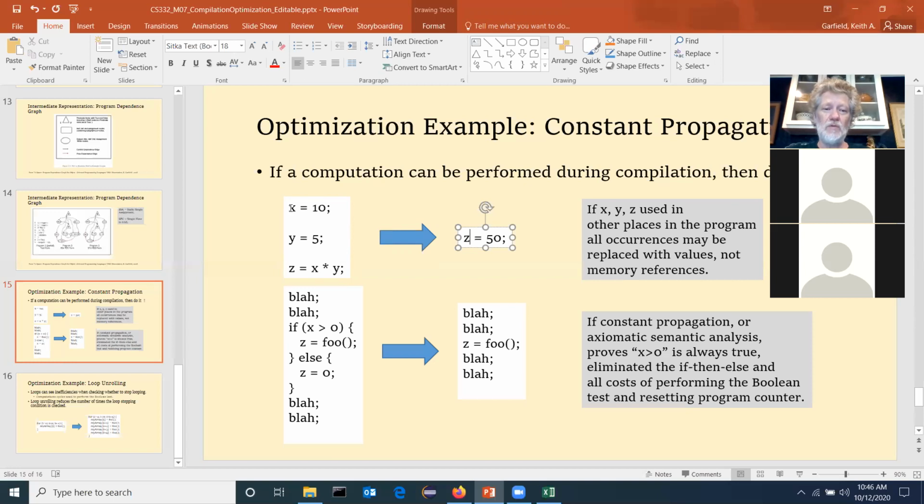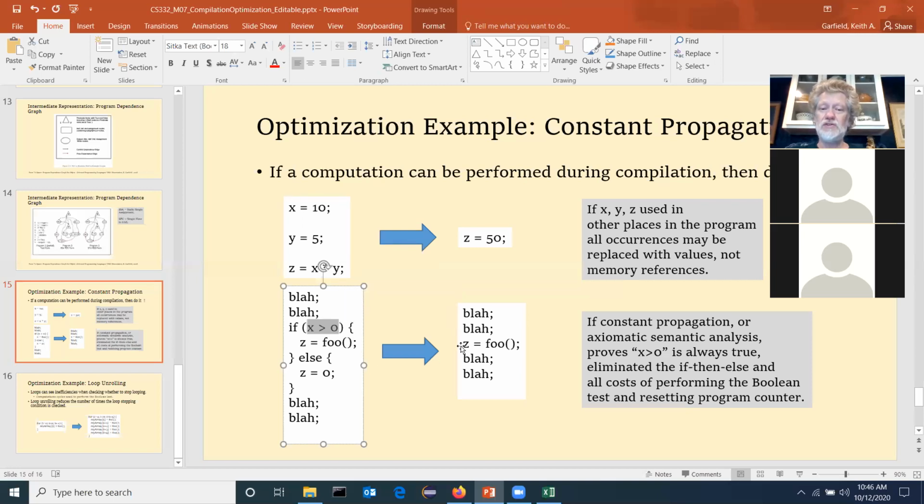So that's one thing. Now, the place, we'll talk about this in just a second. Another version of this is you have an if then else in there, but remember in axiomatic semantics, we were asking questions like, is X greater than 0 at this point? And if you can definitively prove, say, that X is always greater than 0 at that point, then you know that the true branch is going to be executed all the time.